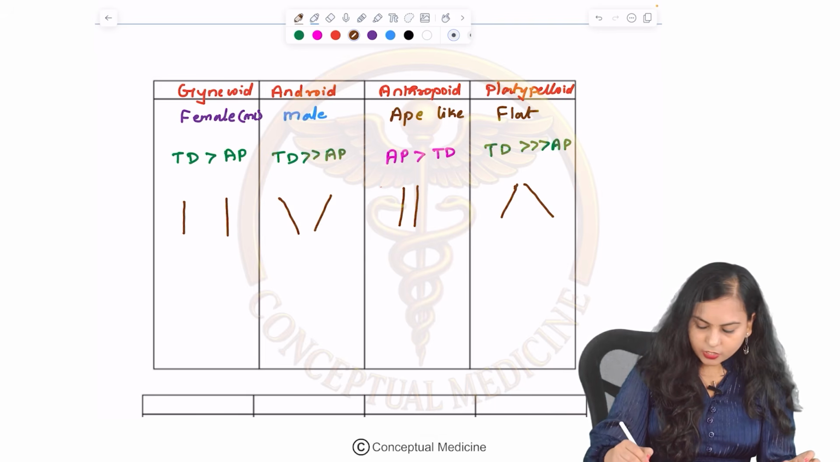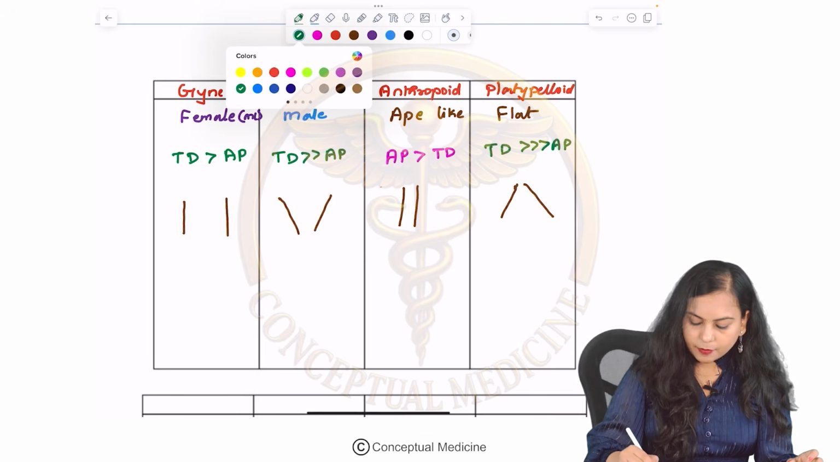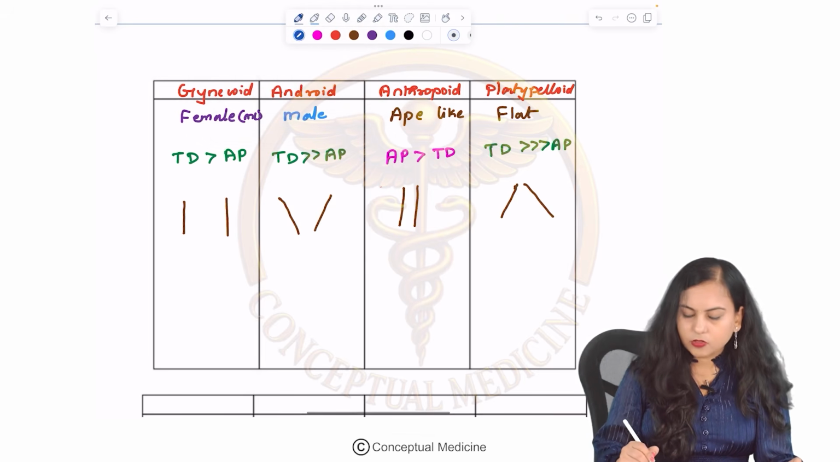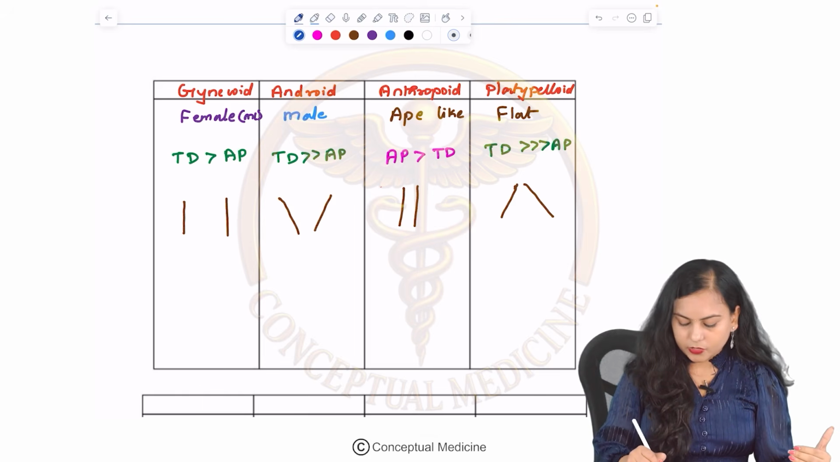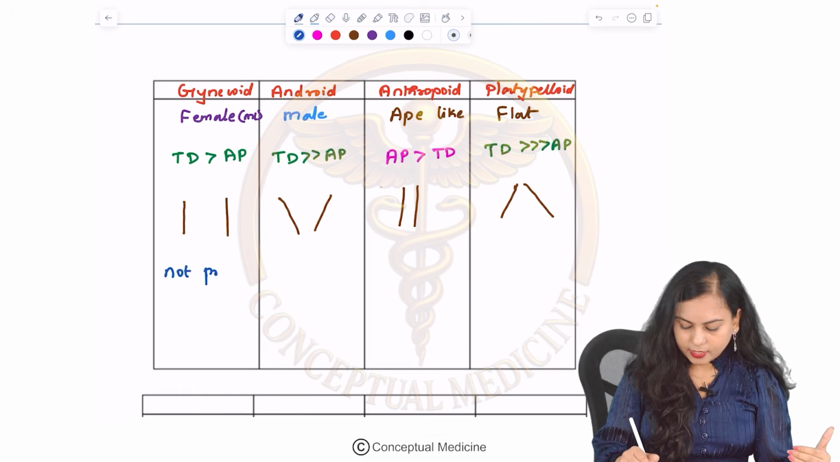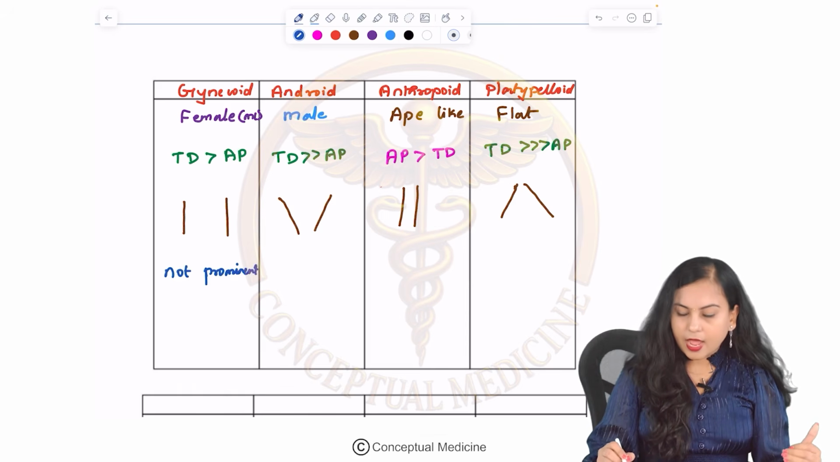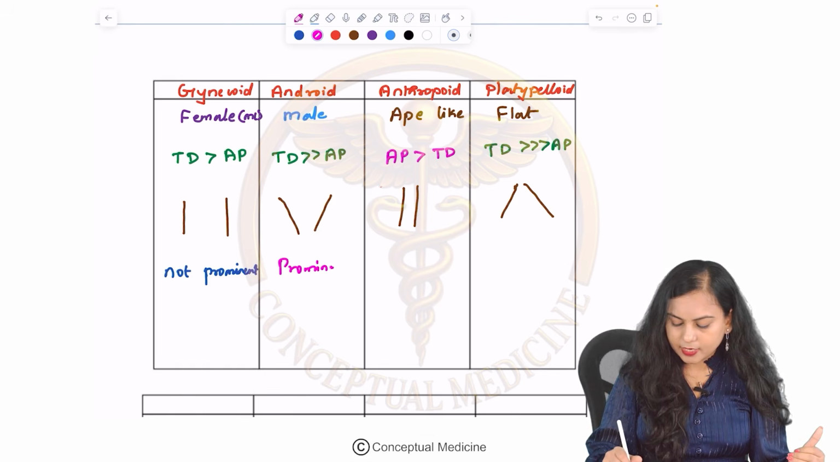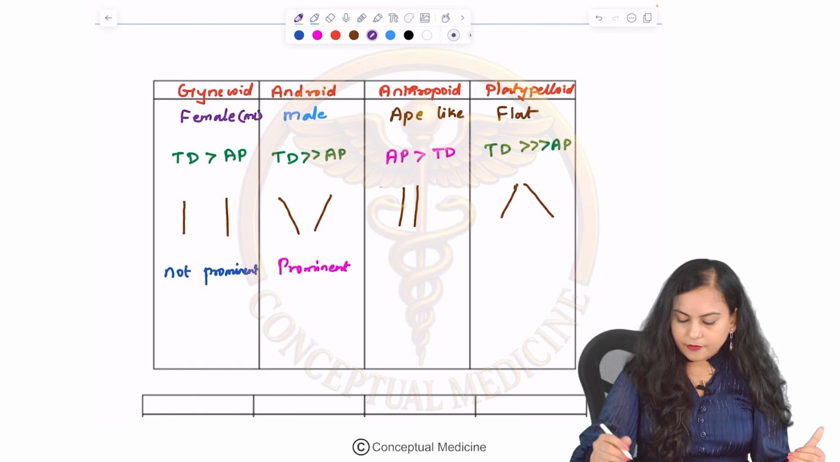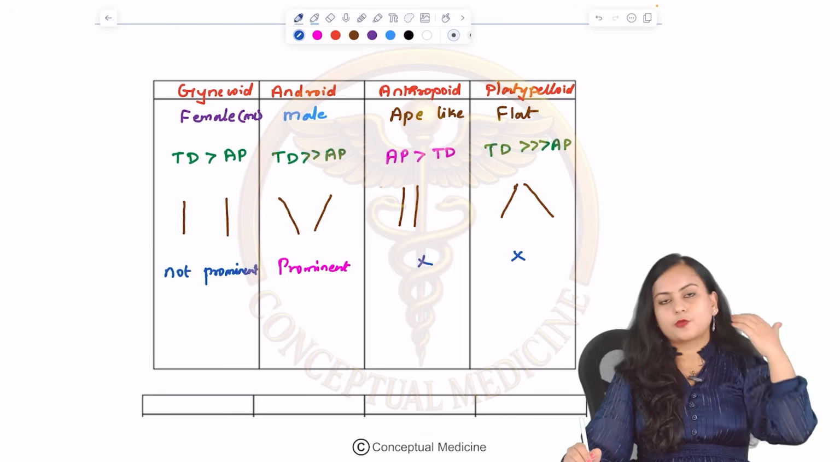And the next one is ischial spine prominence. So, how will it be in the gynecoid pelvis? Will ischial spines be prominent? No. So, it is not prominent in gynecoid pelvis. Whereas, in android pelvis, yes, it is going to be prominent. Prominent ischial spines are seen in android type of pelvis. Whereas, in the other two types also, these ischial spines are not that prominent.